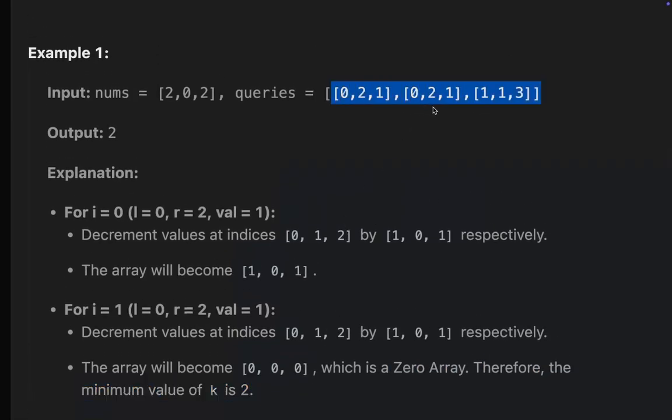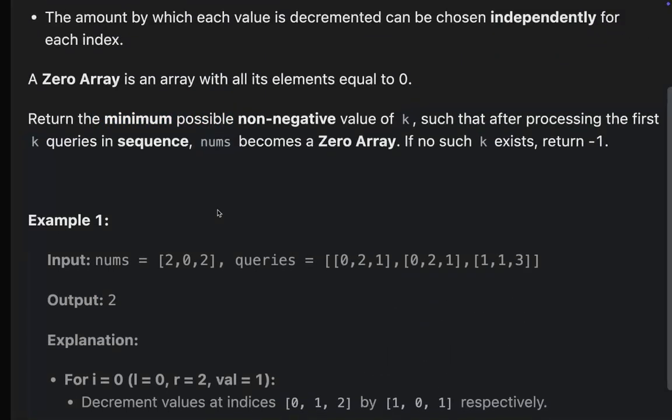So we can convert the nums array into a zero array after applying 2 operations, right? So the output is 2. We need to figure out the minimum value of k.